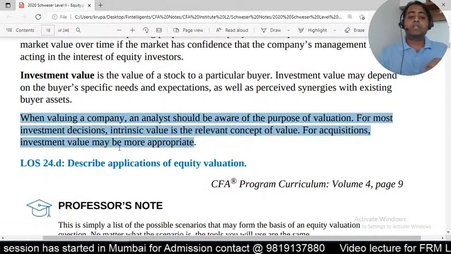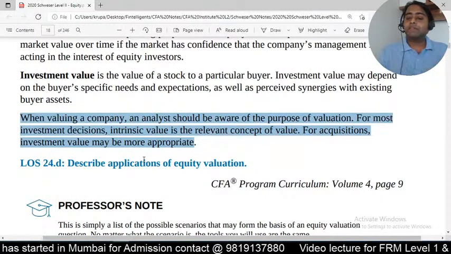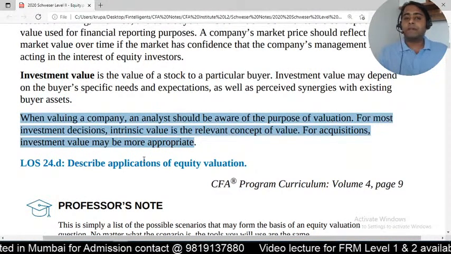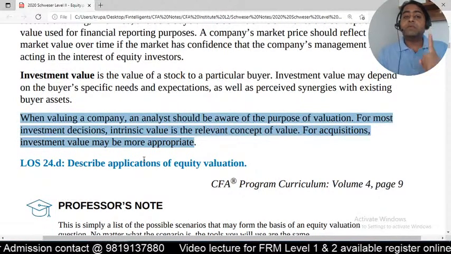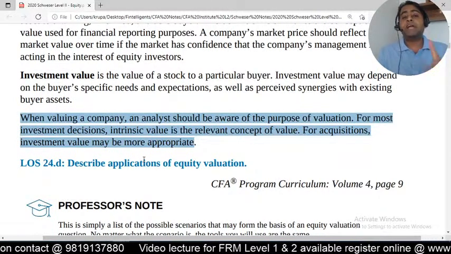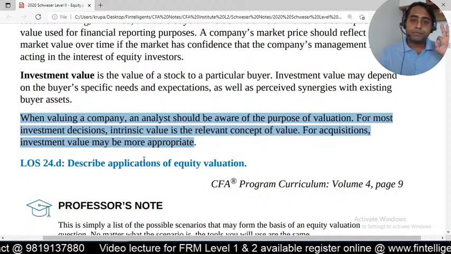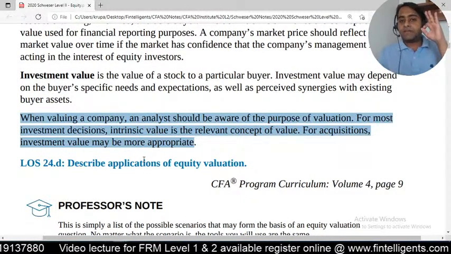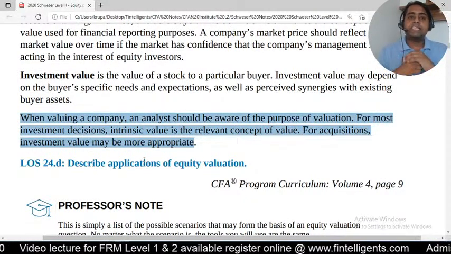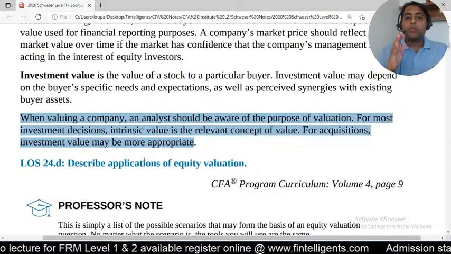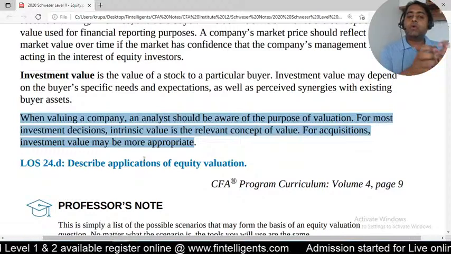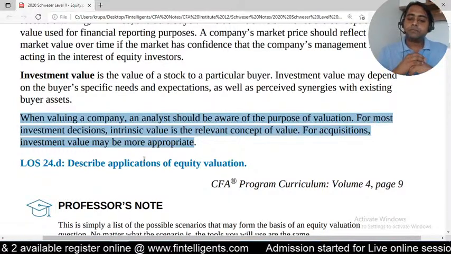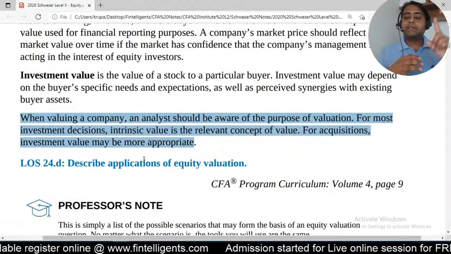In that paragraph, what it generally talks about is, for normal investment purposes, intrinsic value works well. But when you're acquiring a company, that is a strategic investment that you're making. Hence, the investment value comes into picture. Right? Mark this last paragraph as star. You can expect a question asking about which value you should take, either the investment value or the intrinsic value. Simple. The next learning objective.